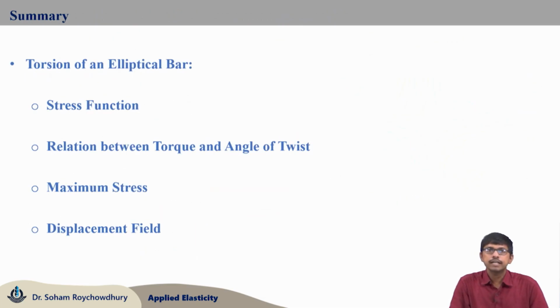So, in this lecture we discussed the torsion of an elliptic bar using both the stress function approach and the displacement formulation approach. We obtained the expression of maximum stress, which occurs at the two endpoints of the minor axis, and we also obtained the torque and angle of twist relation.